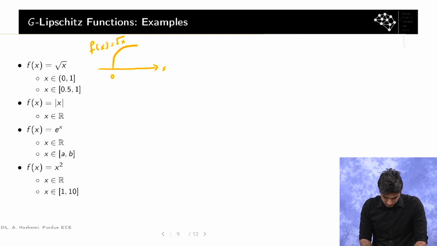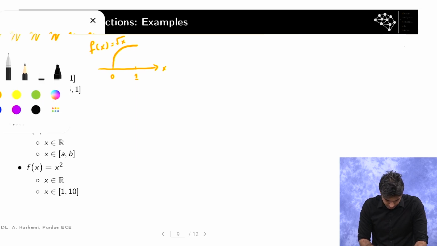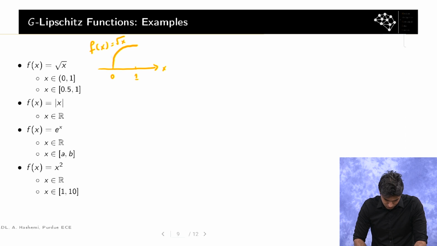This is 0, and then let's say this is 1, etc. Okay, so as we can see here, when x is approaching 0, this tangent line becomes a vertical line. Essentially, the slope is approaching infinity. Okay, so here, slope is equal to infinity.